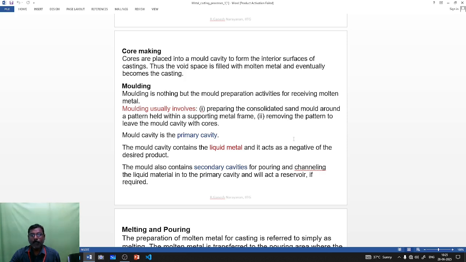Next, removing the pattern to leave the mold cavity. The mold cavity is the primary cavity. It contains the liquid metal and acts as a negative of the desired product. The mold also contains a secondary cavity for pouring and channeling the liquid metal into the primary cavity, and it will act as a reservoir of the metal.